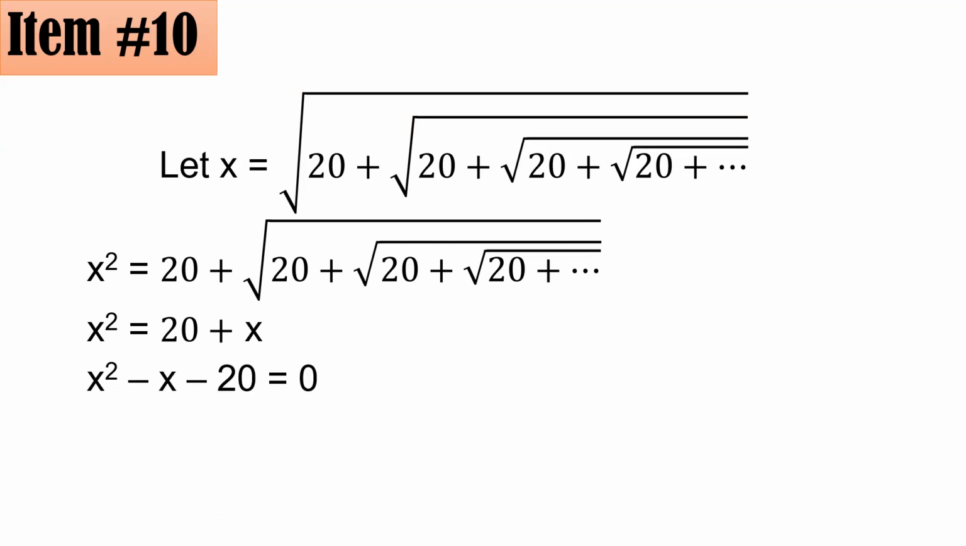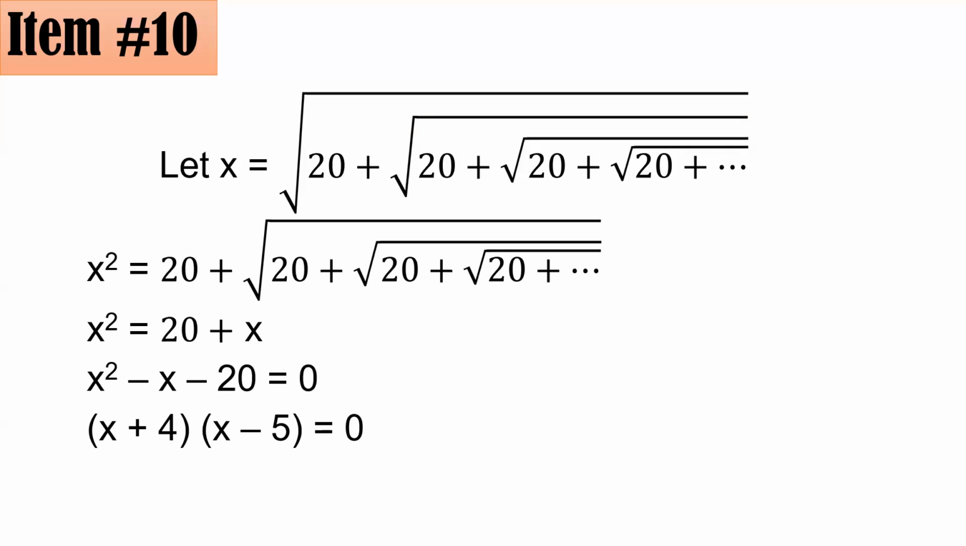And subtracting both sides by 20 plus x, no? So yung x na to magiging minus x sa left. Yung 20 na to magiging minus 20 sa left. So x squared minus x minus 20 equals 0. So you see, no? Meron ka na pong quadratic equation. And this is factorable as x plus 4 times the quantity x minus 5 equals 0.